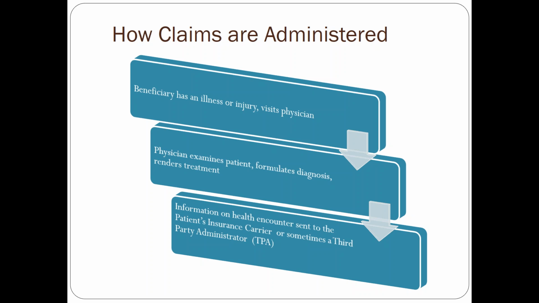Now, how claims are administered. Let's just talk about the flow of how this all works. A beneficiary has an illness of some type or an injury, and then they decide that they're going to visit the physician, or in your case, a behavioral health specialist, a healthcare practitioner. The practitioner will perform an evaluation on the patient, formulate a diagnosis, and render treatment. Then from there, the information on that health encounter is sent directly to the patient's insurance carrier, or sometimes a third-party administrator, or a TPA.